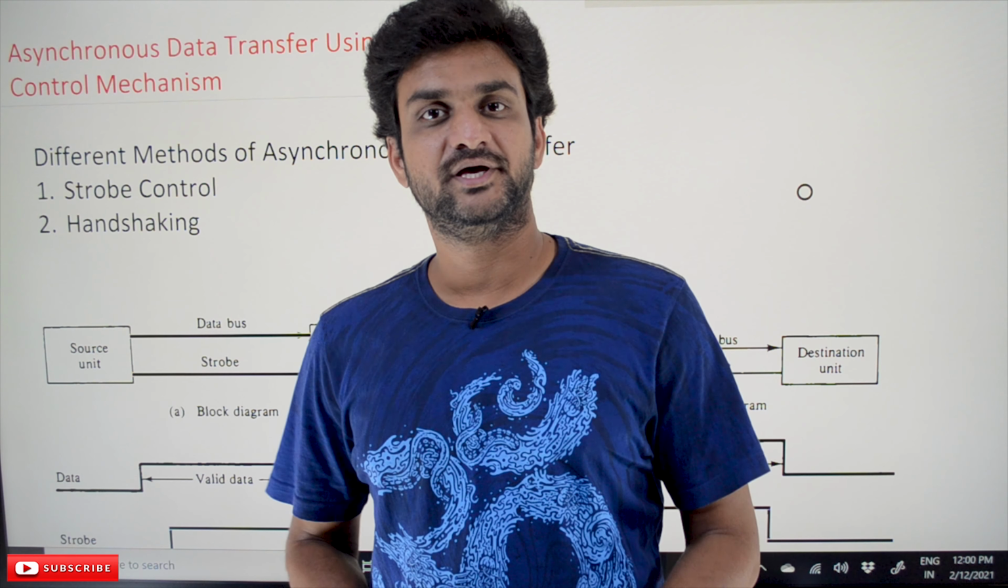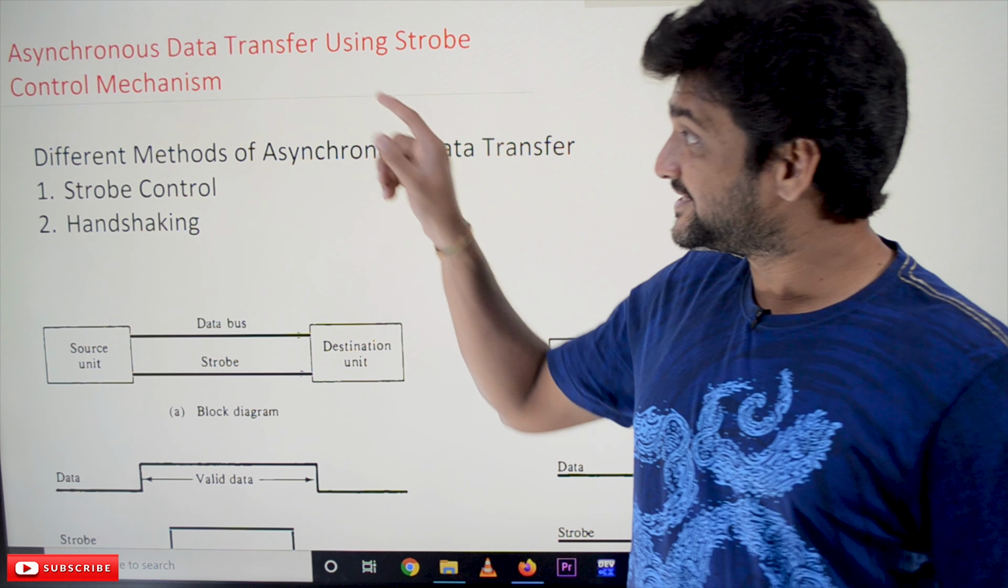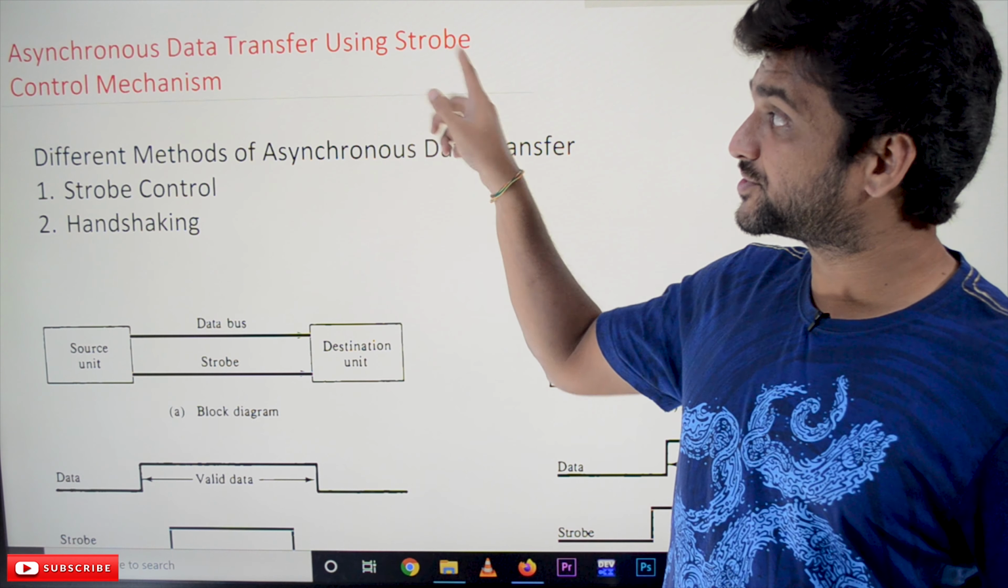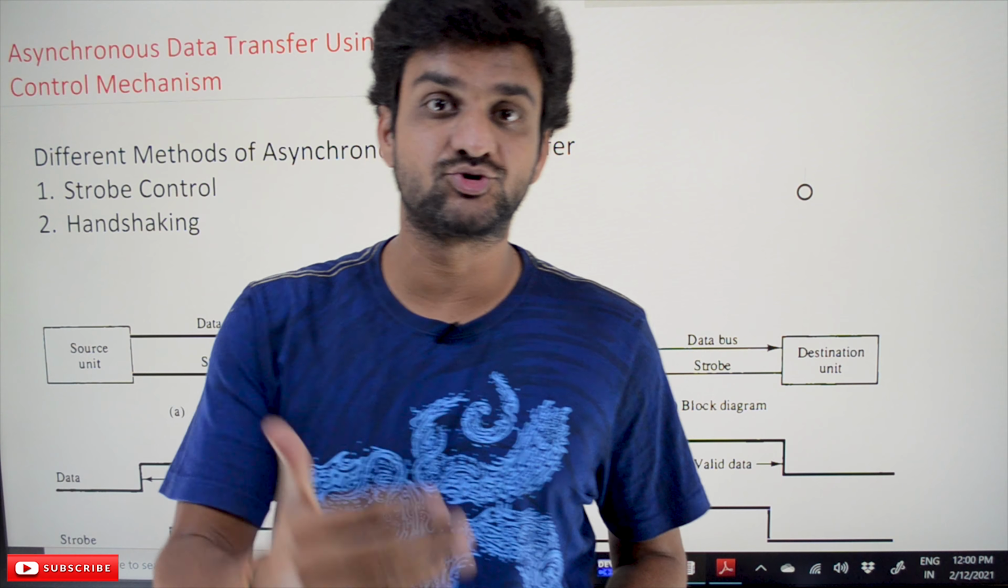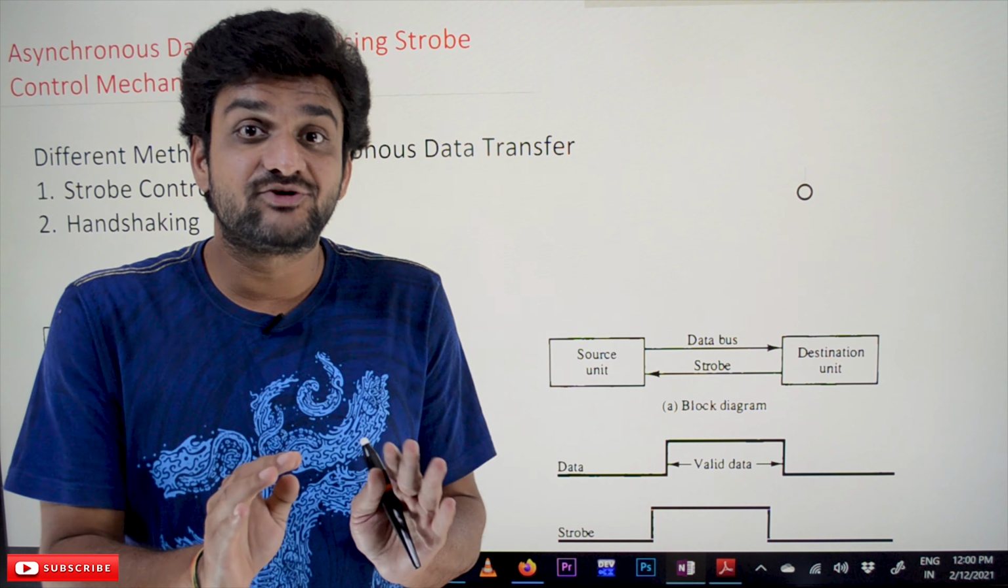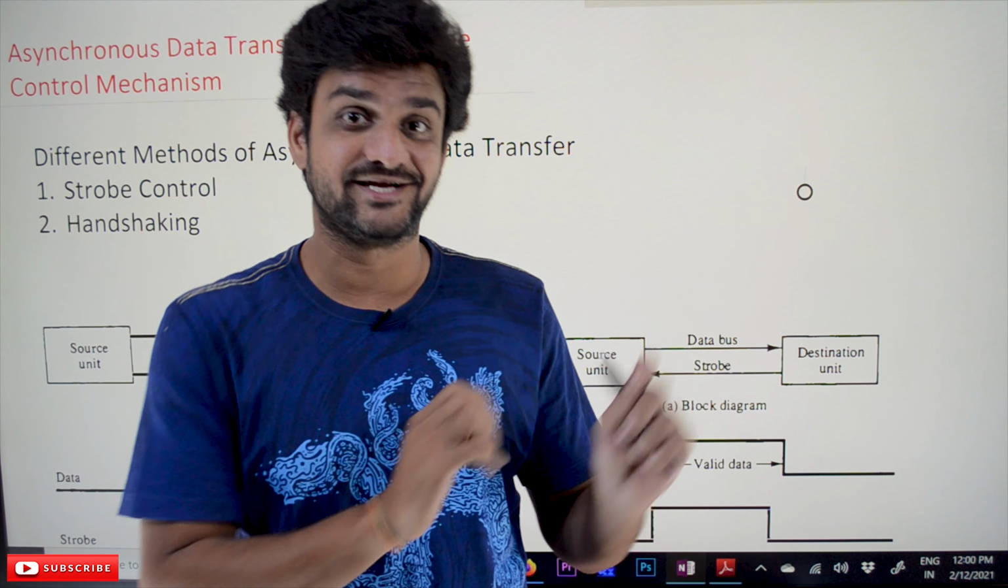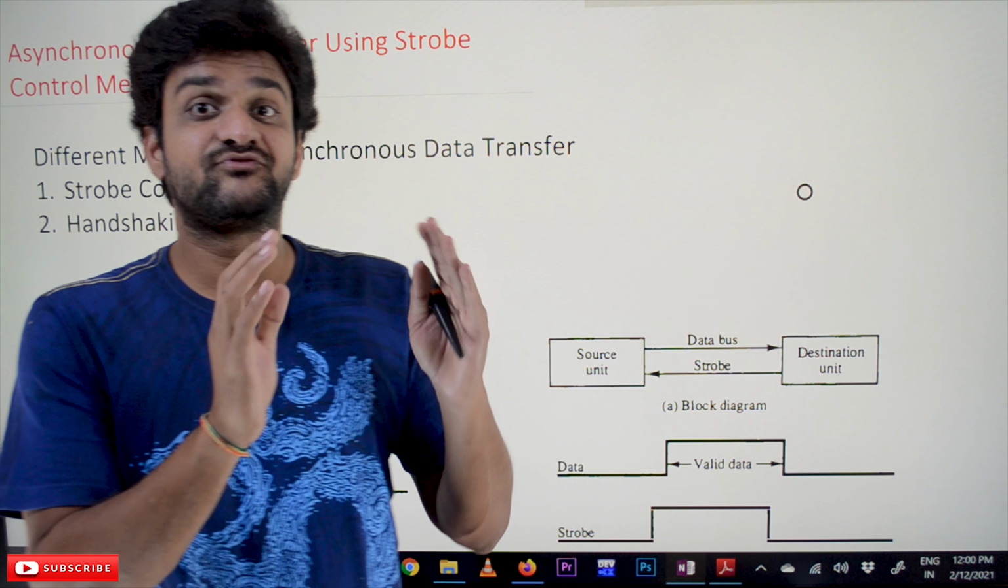I am Vikram. In this class, we'll try to understand asynchronous data transfer using the strobe control mechanism. Before that, we will try to understand what is meant by synchronous data transfer.